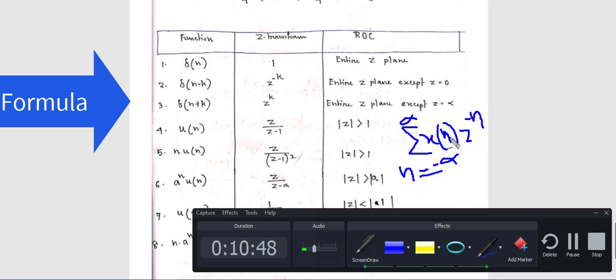So if you have one point, the summation does not exist. Again, if you put z to the power minus n, with n equal to 0, it becomes z to the power 0. So z to the power 0 means 1, and 1 into 1 means your result is 1. Got my point? And what is the ROC? ROC will be the entire Z plane.